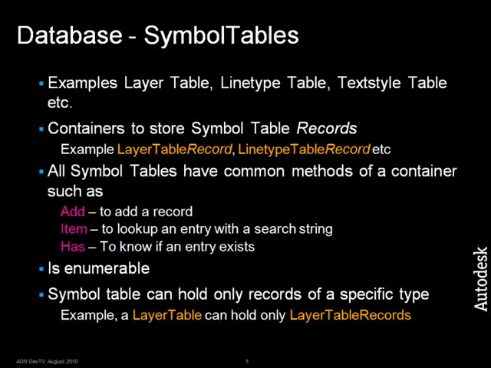Now let's drill down and explore symbol tables in more detail. The symbol tables store symbol table records such as a layer table record and line type table record. All of the symbol tables have methods that allow you to add a new record. They also have an item property and a Has method that allows you to find if a symbol table record already exists in the symbol table. The symbol table can only contain records of a certain type. The layer table, for example, can only contain layer table records.